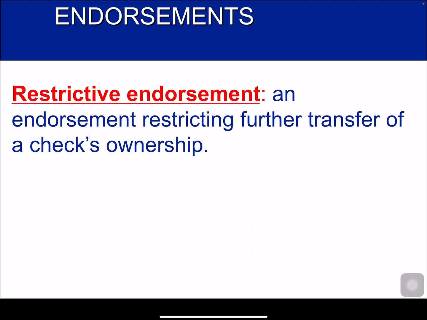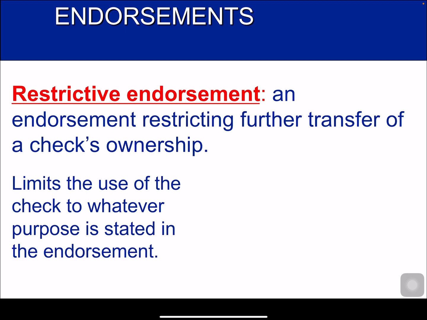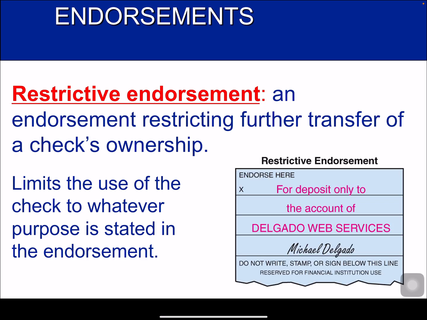A restrictive endorsement is an endorsement restricting further transfer of a check's ownership. It limits the use of the check to whatever purpose is stated in the endorsement. For example, here, Michael Delgado only wants this check to be deposited into his own account. So he's going to write "for deposit only to the account of Delgado Web Services," and then he will sign this. A lot of businesses will do this by running the checks through the cash register, or they will stamp the back. So if something happens to the check, it gets lost, somebody finds it, the only thing that can happen to this check is to be deposited into a certain account.